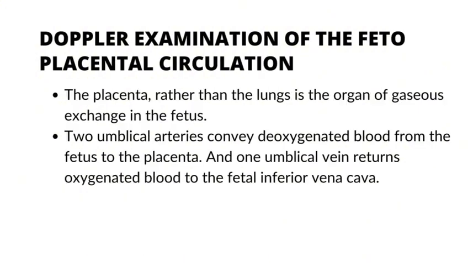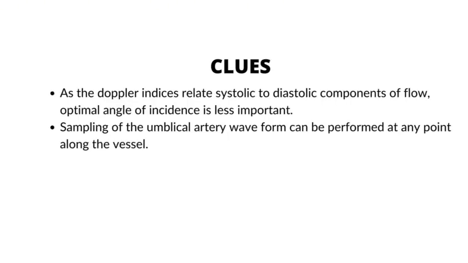The placenta, rather than the lungs, is the organ of gaseous exchange in the fetus. The umbilical arteries convey deoxygenated blood from the fetus to the placenta, and one umbilical vein returns oxygenated blood to the fetal inferior vena cava. A few clues to this, very important and very helpful. As the Doppler indices relate to systolic to diastolic components of flow, optimal angle of incidence is less important. Sampling of the umbilical artery waveform can be performed at any point along the vessel.